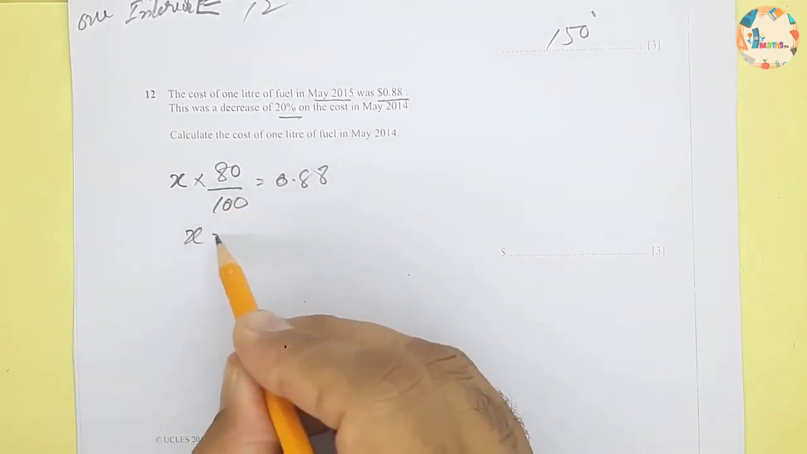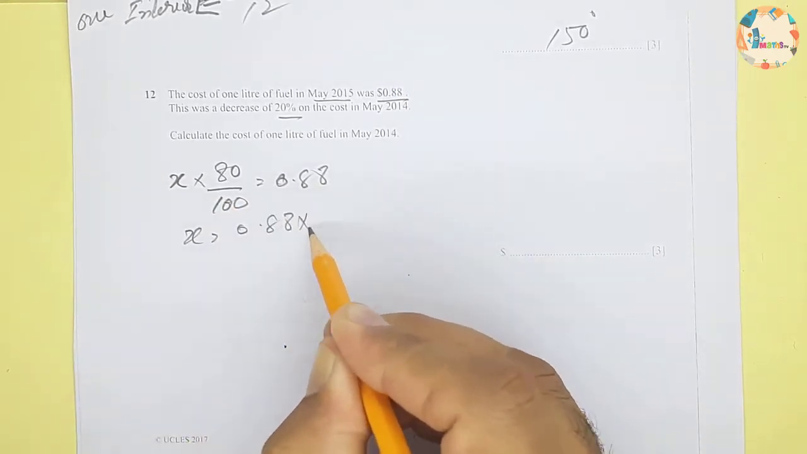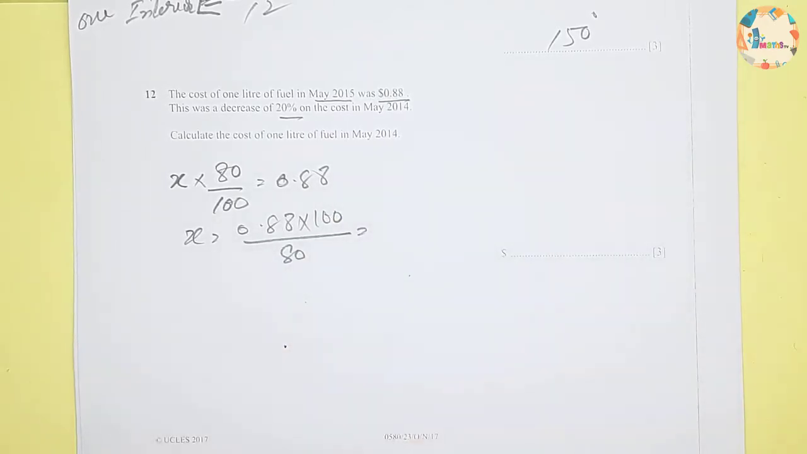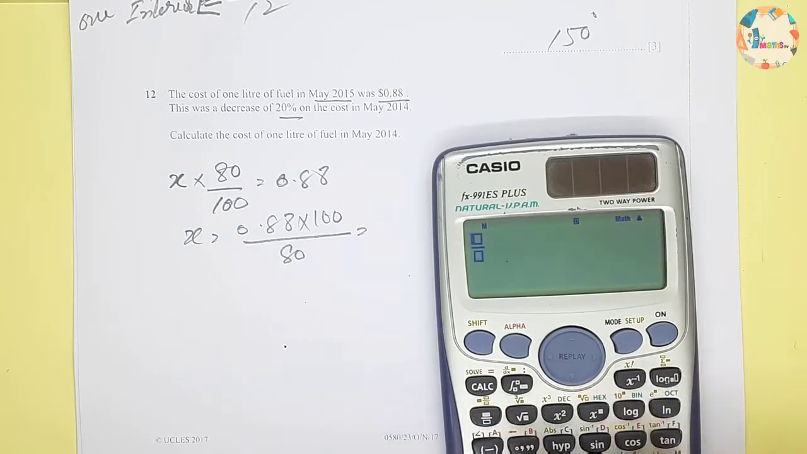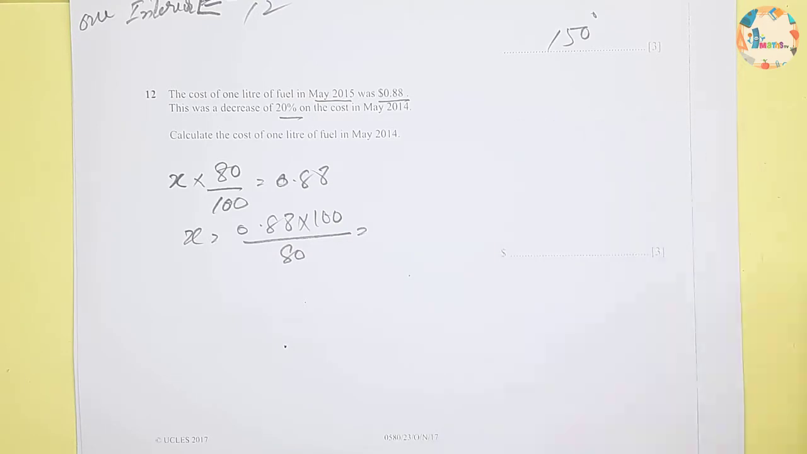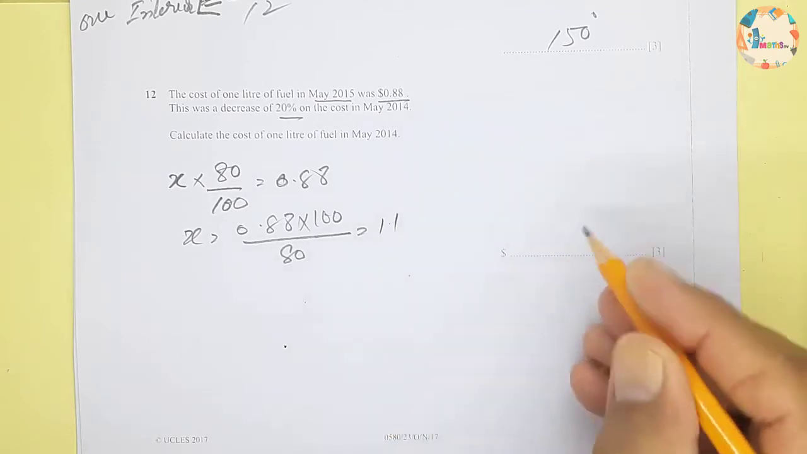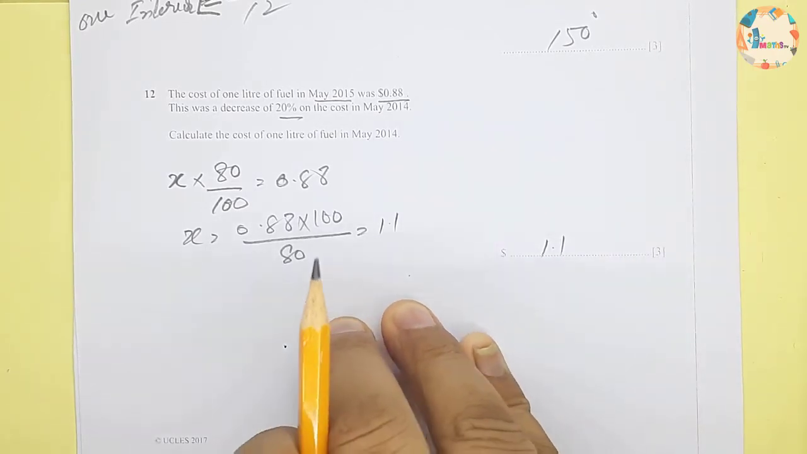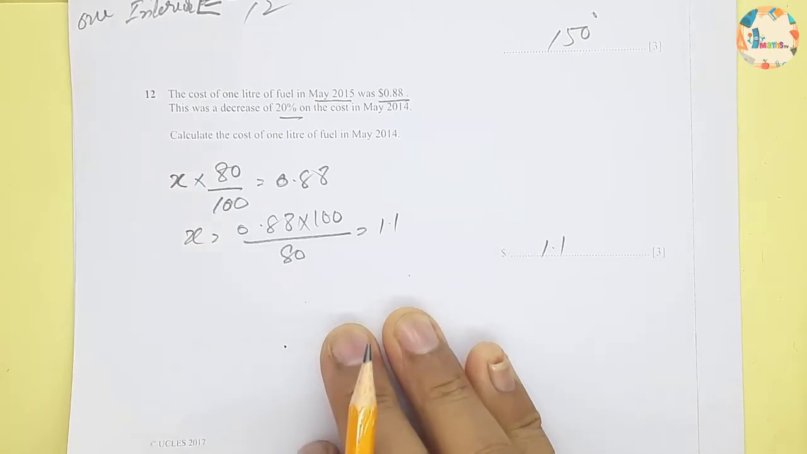Now we can calculate this. X will be equal to 0.88 multiplied by 100 and divided by 80. This will be giving us 1.1. So $1.1 per liter was the cost in May 2014.